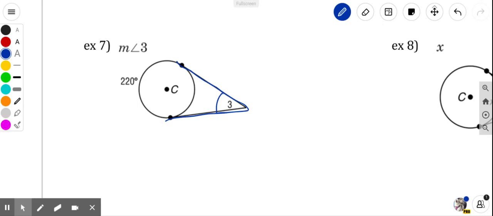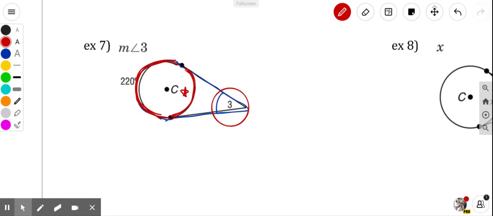There are two arcs that are created. There's this arc here. This arc here, that's 220. And then this arc here, which we don't know. So it would be this arc minus the one we don't know divided by 2 would give us angle 3. So rather than set up an equation, we have to find this arc first.